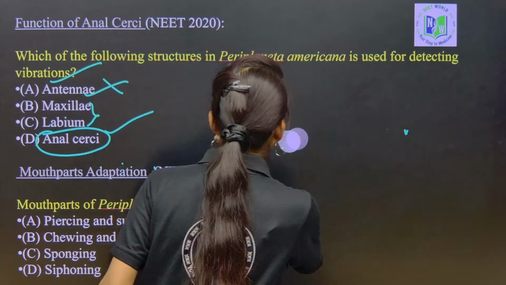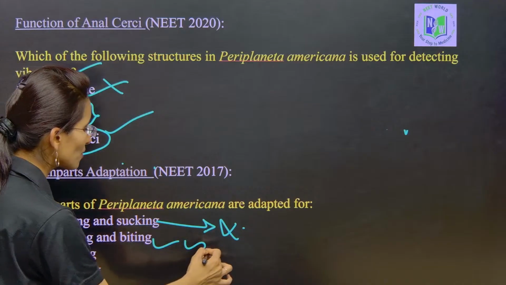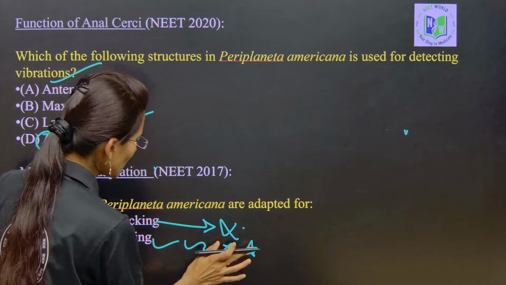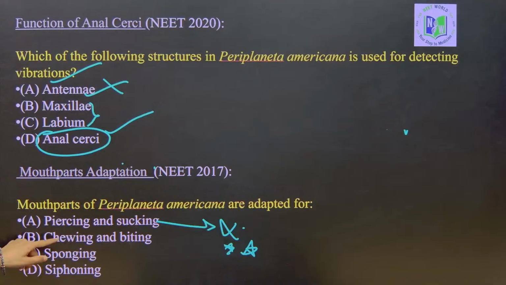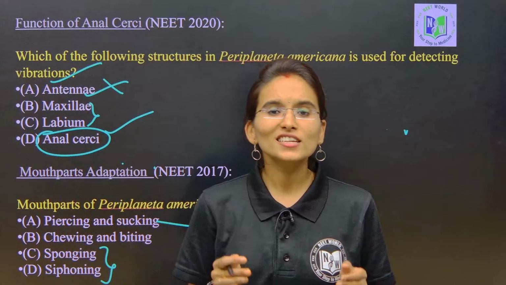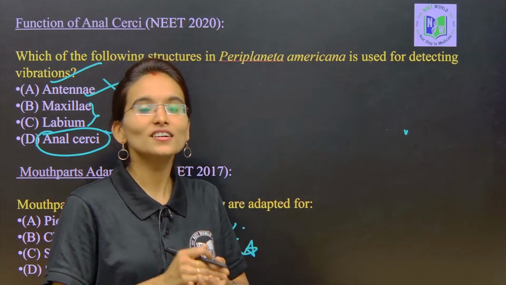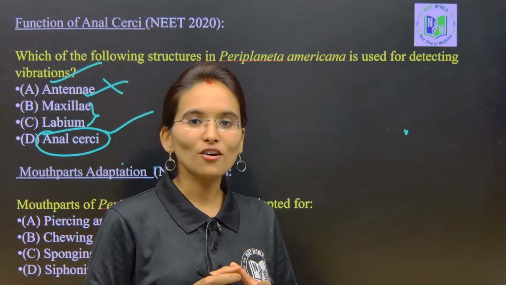Okay, next option, option B, have a look here, chewing and biting type. Yes, true. So this is the right answer. And next, coming towards the sponging and siphoning. Yes, these two are the well adapted mouth parts which are especially used for feeding on the liquid types of food, my dear students.